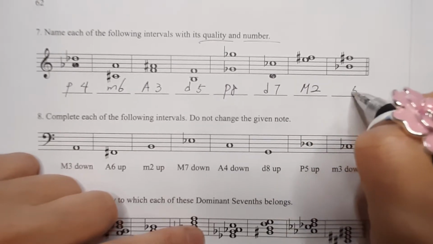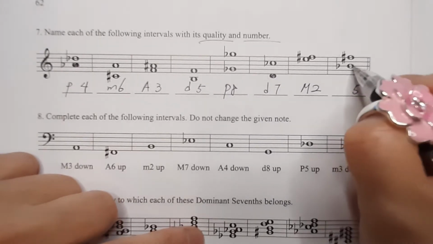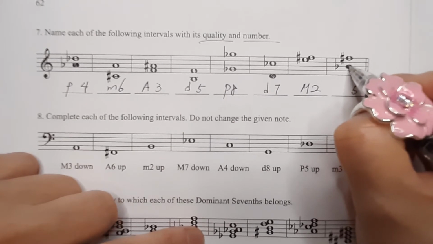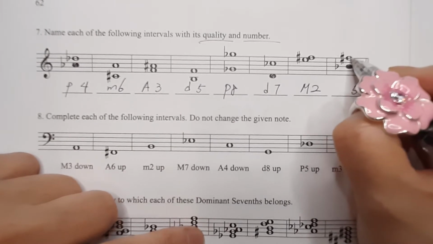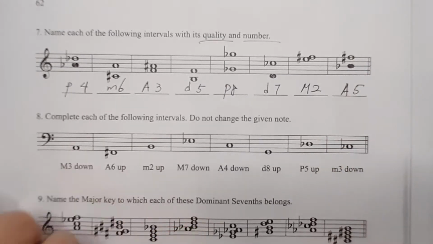Some kind of 5th, it could be diminished, it could be perfect, or it could be augmented. In the key of B flat major, we have a B flat and E flat. We're supposed to have F natural, but there's a sharp. So what do you call it? Augmented. Great.